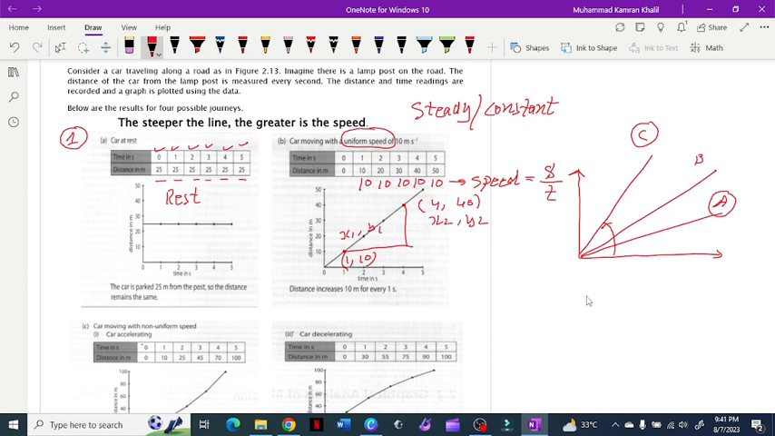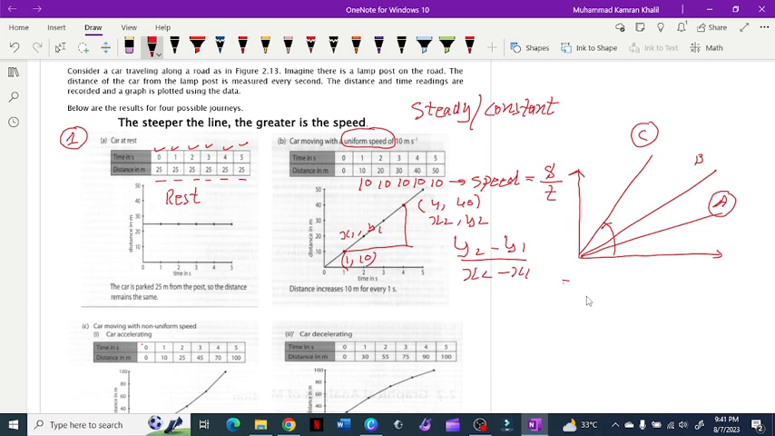So in order to calculate the speed from a distance time graph, because speed is distance over time, we will use the formula for the gradient, which you already know: y2 minus y1 upon x2 minus x1.